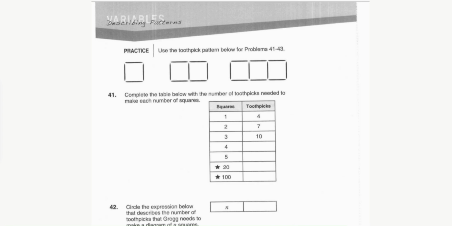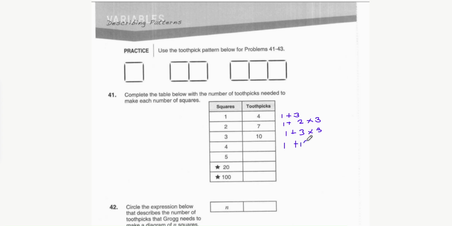So we could also think of Grog starting with 1 toothpick and adding 3 toothpicks for each square. So here, 1 plus 3 equals 4. Here, 1 plus 2 times 3, which equals 7. 1 plus 3 times 3 is 10.